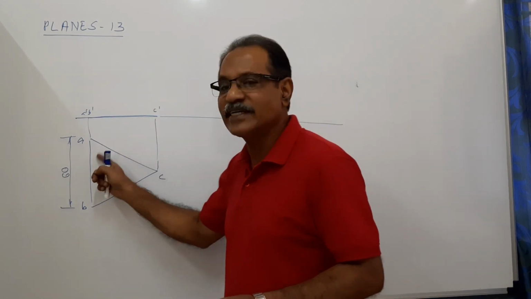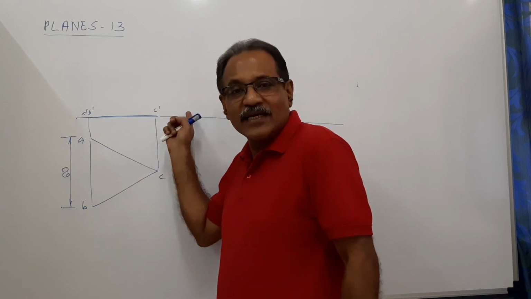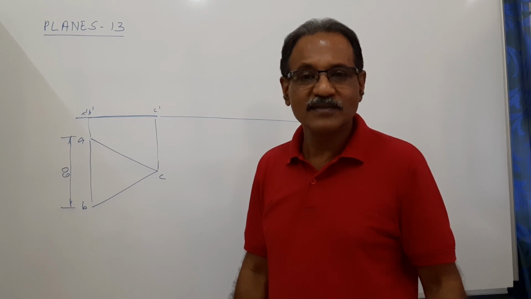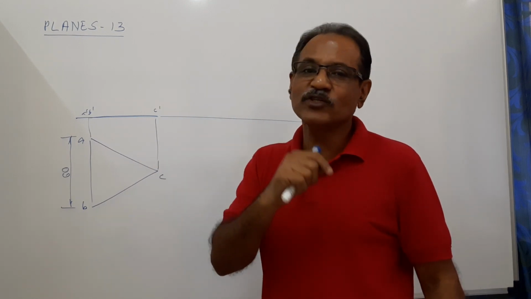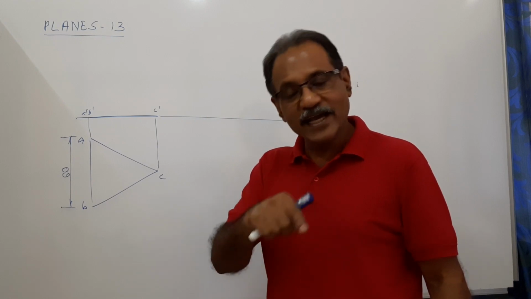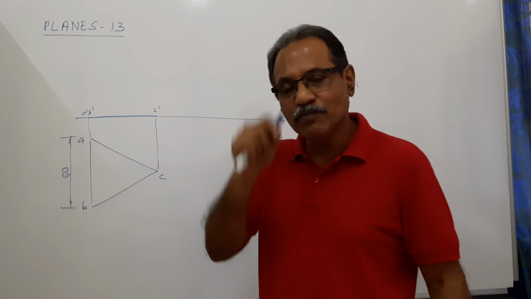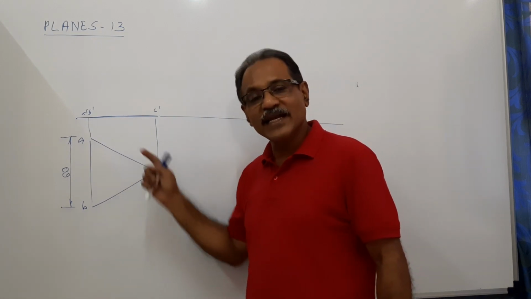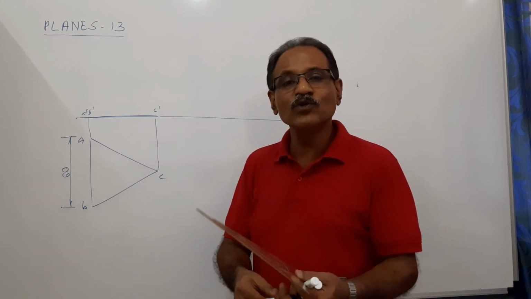Why do you restrict it at 30? Because when AC comes on XY line, AB has to make 30 degrees to XY line. The question says AC is on VP and AB is making 30 degrees to XY line. What does it mean? It means that the angle between AB and AC in the plan has to be 30 degrees. That is why you do that.